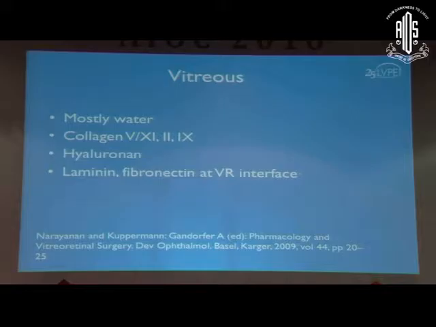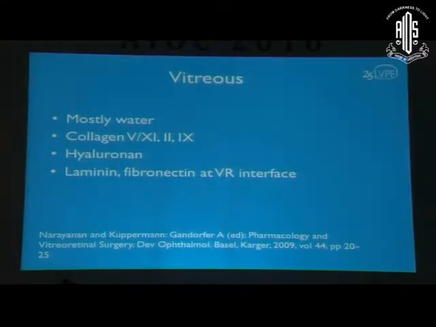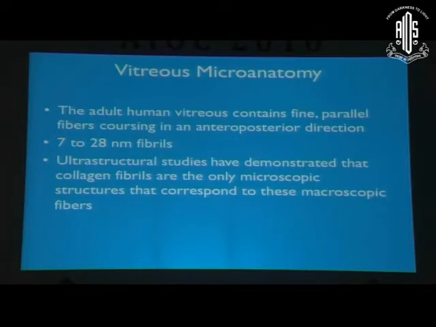If you have an enzyme or any treatment which works only on collagen, like collagenase, then you may not be able to tackle the VR interface problems, because we are not tackling laminin and fibronectin. Similarly, if you have an agent which acts only on laminin and fibronectin, it will not be able to act at the collagen level. So any vitreous hemorrhage or vitreous opacity cannot be tackled by an enzyme which acts only on laminin and fibronectin. So you need an enzyme or an agent which acts at multiple levels.